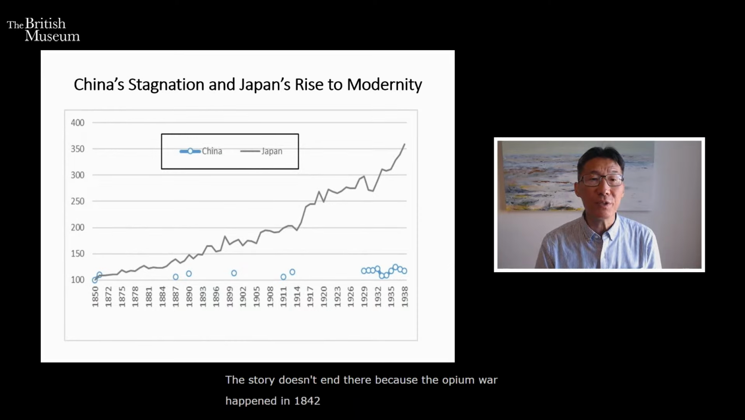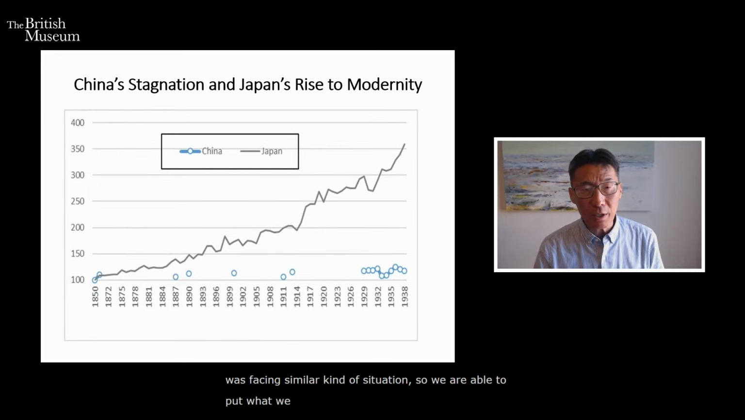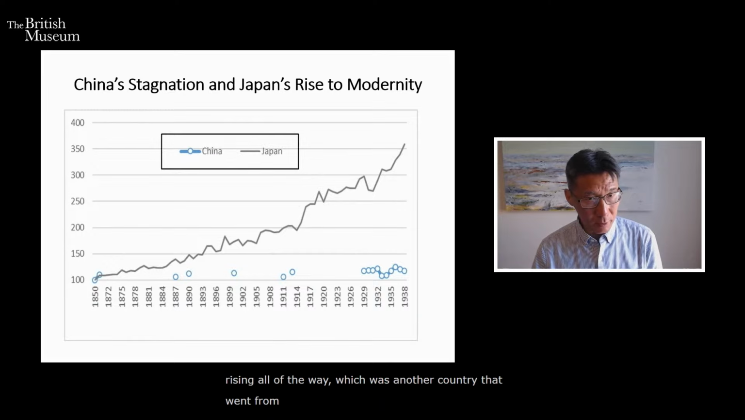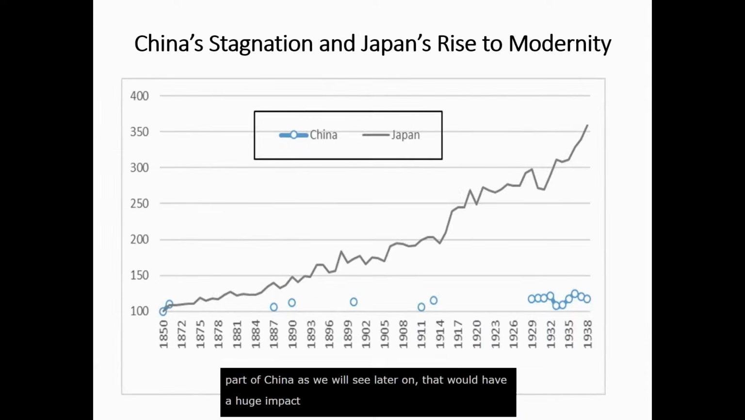There was another country that was facing a similar kind of situation. So we are able to put these per capita GDP statistics together, and what we are seeing here, very strikingly, is that Japan has been rising all the way. It was another country that went from nearly being colonized to becoming a colonizer. And one of the places they colonized was parts of China, as we will see later on, which will have a huge impact. You can see Japanese per capita GDP rising consistently where China was relatively stagnant throughout this whole period.